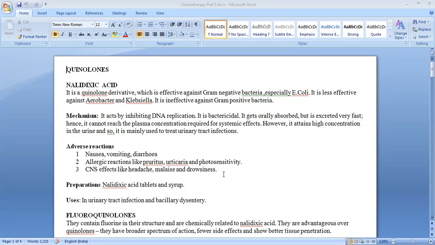Okay. So this drug is absorbed, but it gets excreted also very fast. So you cannot use it for systemic infections, but as we said, it is excreted very fast and a large concentration is available in the urine. So we use this nalidixic acid also as a drug to treat urinary tract infection. We have already seen it in that category of drugs, right?